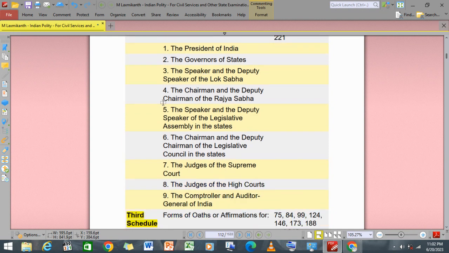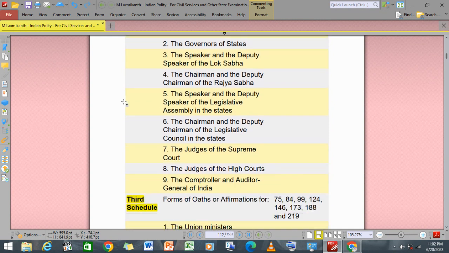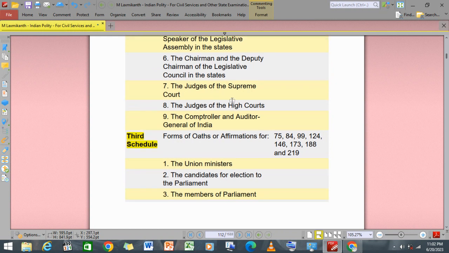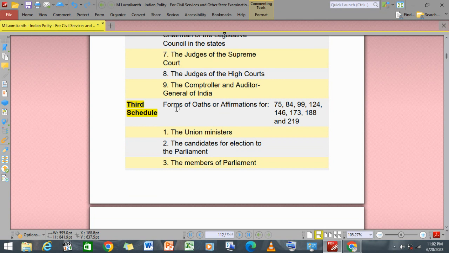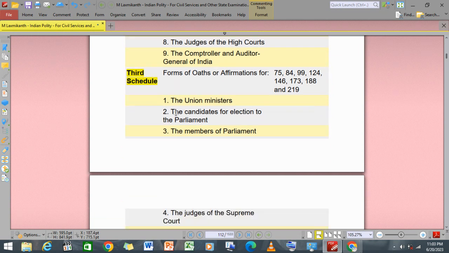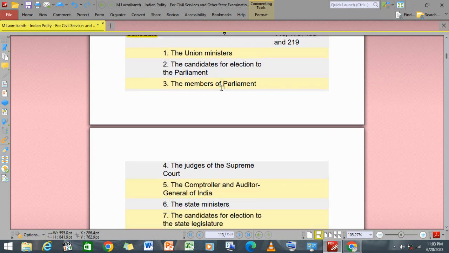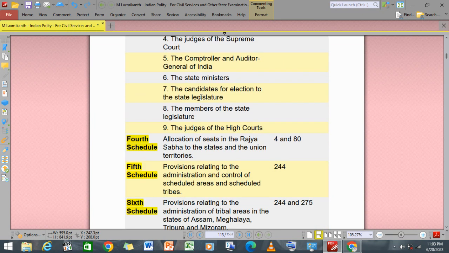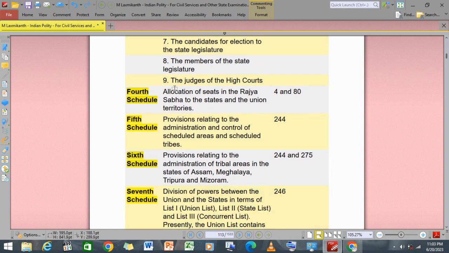The President of India, the Governors, the Speaker and Deputy Speaker of the Lok Sabha, the Chairman and Deputy Chairman of the Rajya Sabha, the Speaker and Deputy Speaker of the Legislative Assembly in the state, the Chairman and the Deputy Chairman of the Legislative Council, then the judges of the Supreme Court, the judges of the High Courts, the Comptroller and Auditor General of India. The third schedule forms of oath and affirmation as per these articles: the union ministers, the candidates for election to Parliament, the members of Parliament, the judges of the Supreme Court, the Comptroller and Auditor General of India, all right, the judges of the High Courts.